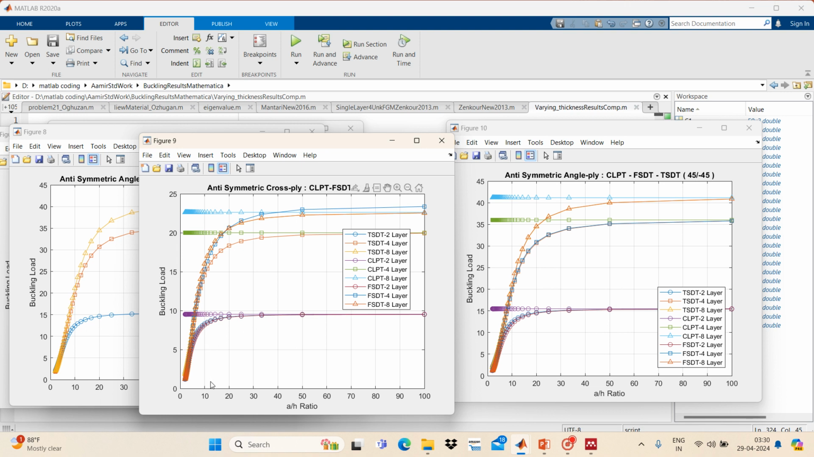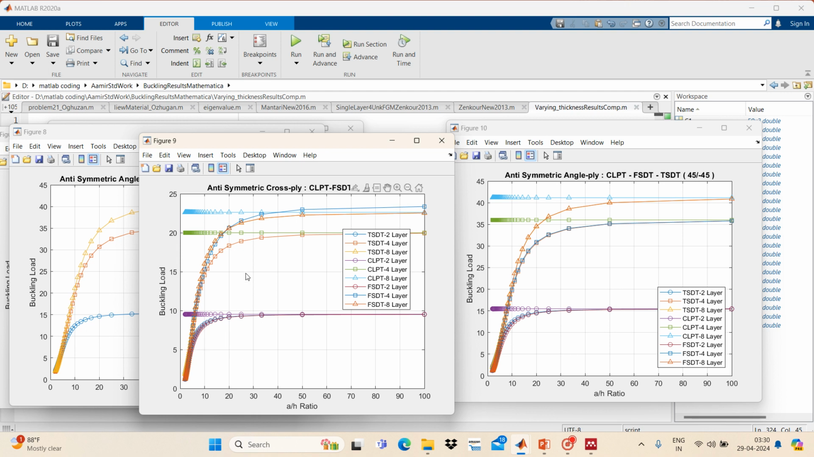We will see that up to an a by h ratio of 30 or 40, the results for classical plate theory, first order shear deformation theory and third order shear deformation theory are matching and coinciding with each other. But as the a by h ratio decreases, we can see classical plate theory is much farther from the exact results. So for the thick plate, classical plate theory does not work well, but first order and third order shear deformation theories give better, more accurate results.